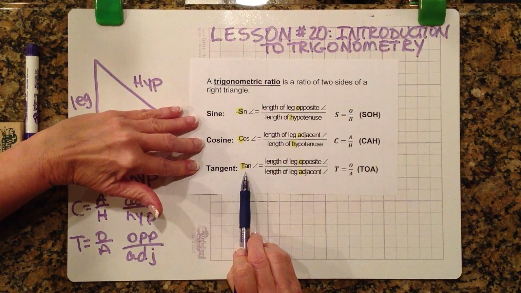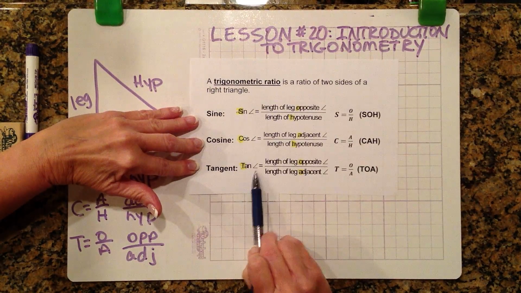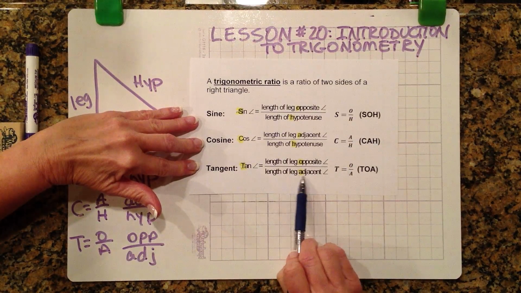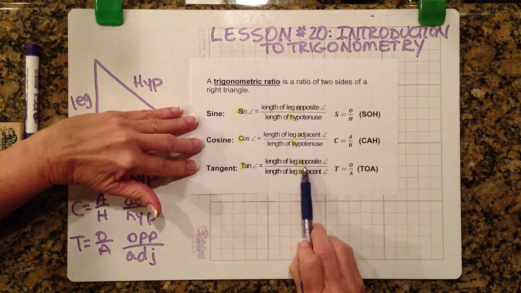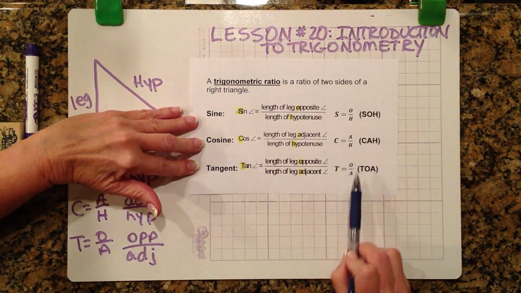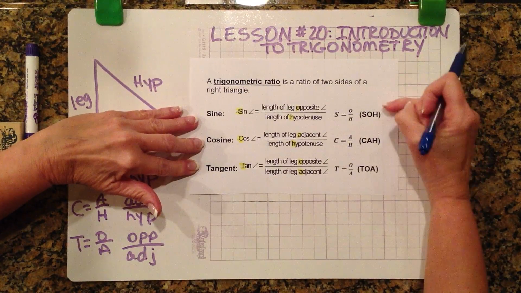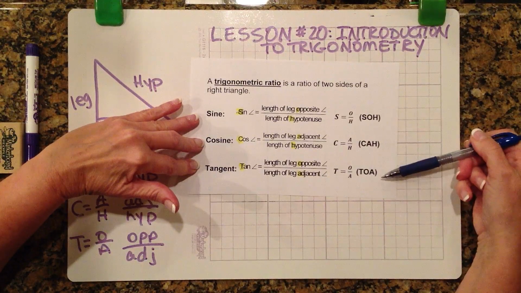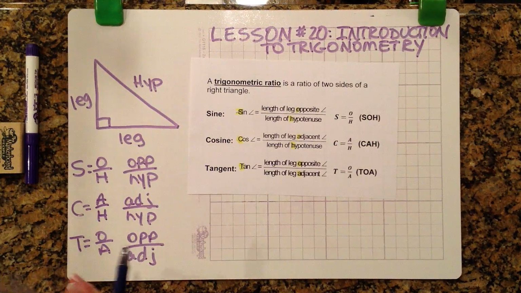Okay, tangent, don't say tan, you want to say tangent. The tangent of an angle is the length of the leg opposite that angle over the length of the leg adjacent to that angle. So if you notice, I have the T, the O, and the A highlighted. So tangent is opposite over adjacent, or TOA. So this is a little helpful hint. Think about SOH CAH TOA when you set up your trigonometric ratios.